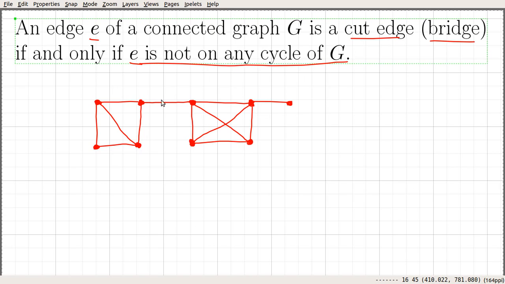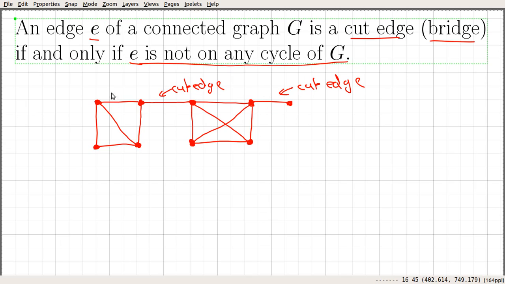So for example, if you look into this particular graph, you can see that this is one cut edge, or a bridge, and this is another one. Cut edge means if you delete that edge, the graph will become disconnected. If you delete this edge, the graph becomes disconnected. Similarly, if you delete this one, we have one component here and another component here. So these two edges are cut edges.